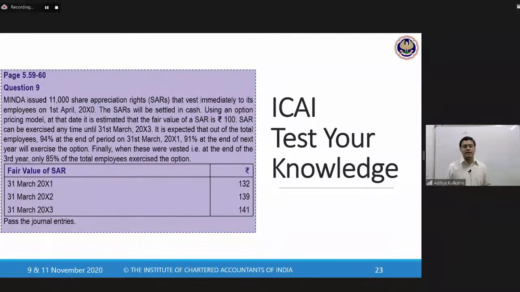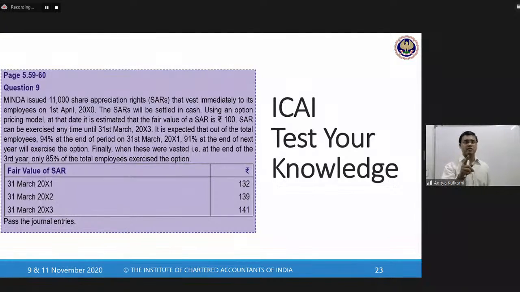Okay. So Minda issued 11,000 SARs that vest immediately. It happens. So whenever shares or SARs vest immediately, you have to recognize the liability or equity impact immediately. That is, entry will be employee benefit expenses account debit to SBP reserve or SBP liability immediately. There is no question of apportioning. There is no question of calculating proportionate expenditure.